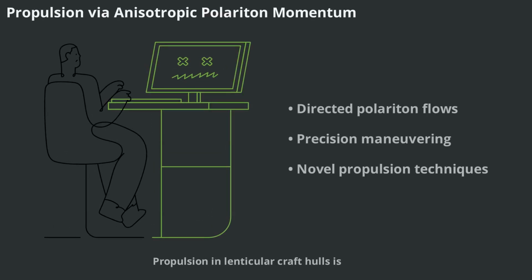Propulsion in lenticular craft hulls is achieved by exploiting anisotropic polariton momentum. By directing polariton flows along specific channels, the craft can generate thrust and maneuver with high precision. This method leverages the unique properties of polaritonic matter, offering new possibilities for advanced transportation technology.